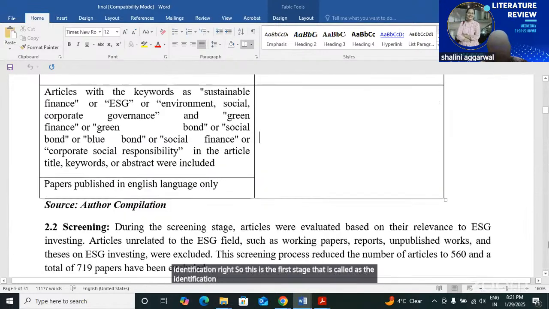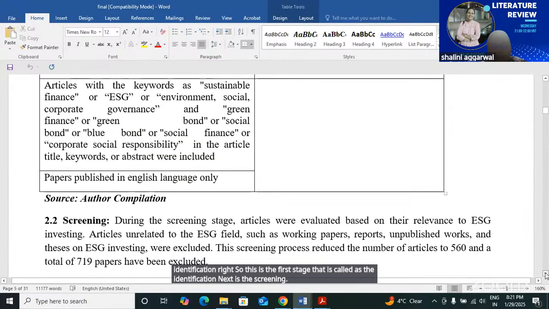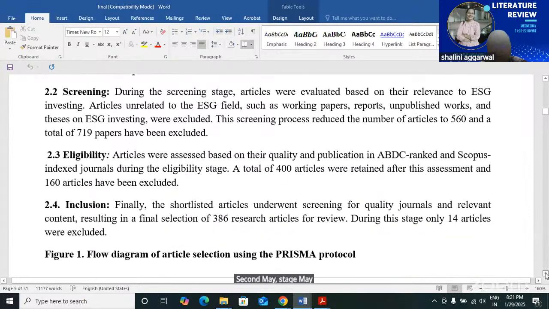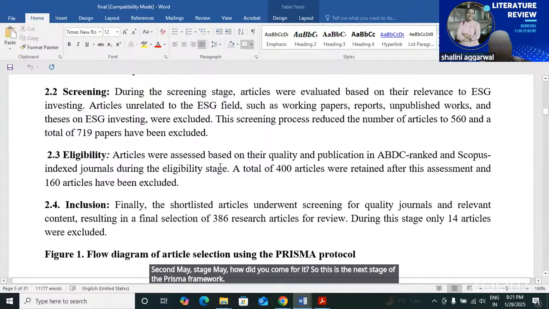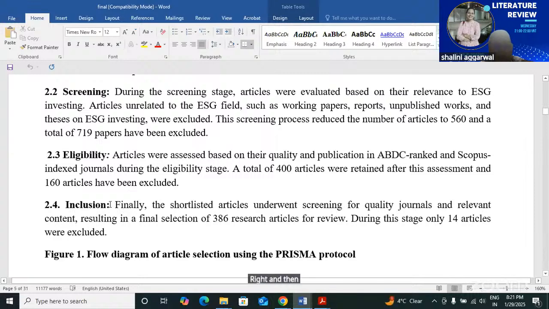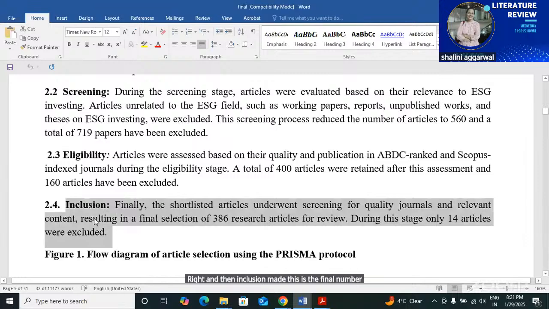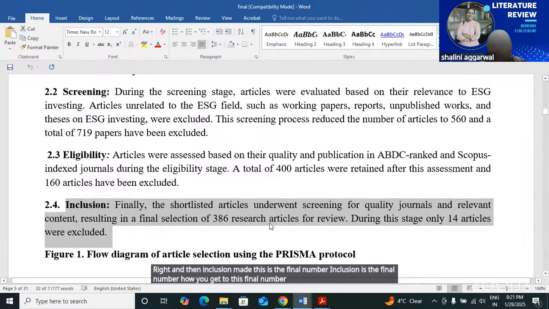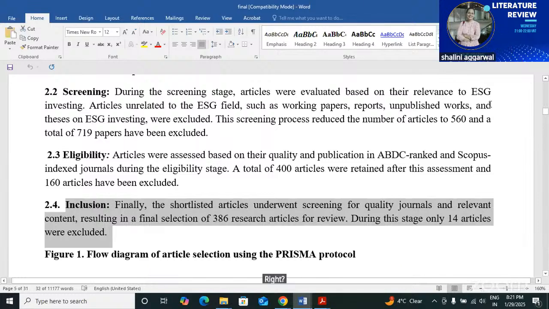Next is the screening. So in the second stage, how did you come to it? This is the next stage of the Prisma framework, right? And then inclusion is the final number. How you get to this final number, that is the inclusion criteria, right? First stage is identification, second is screening. How did we screen?